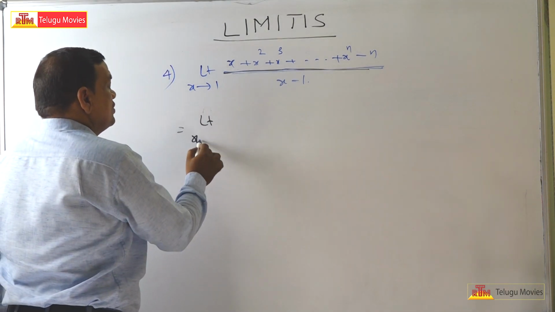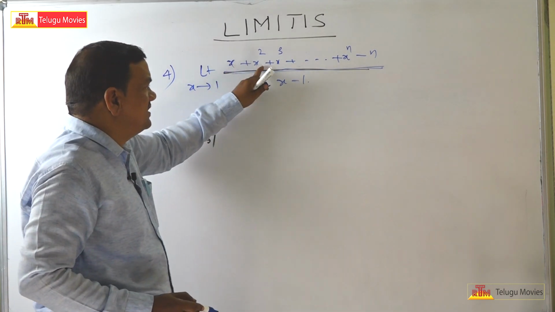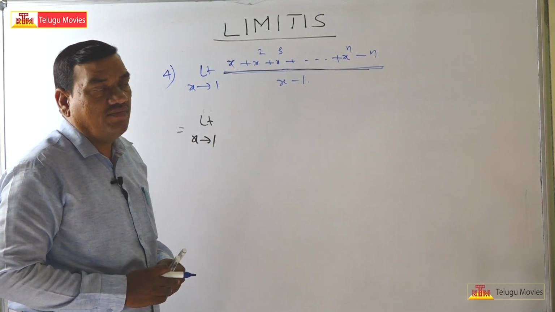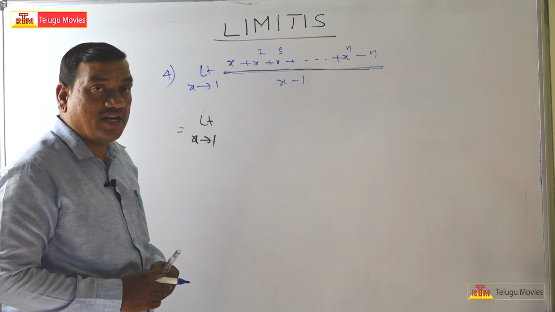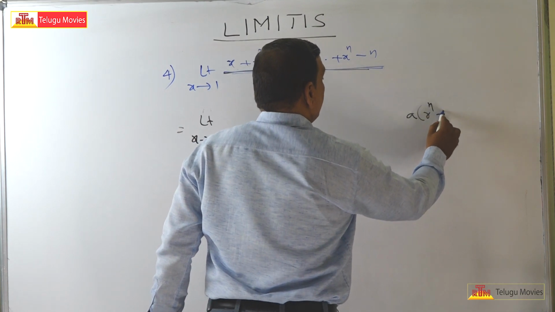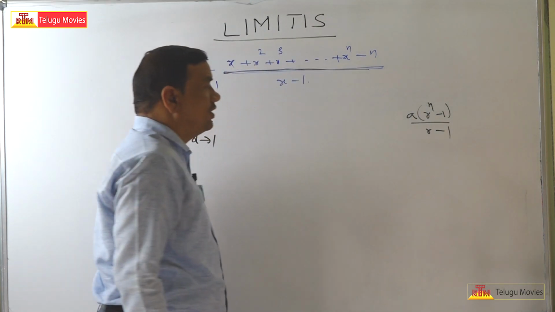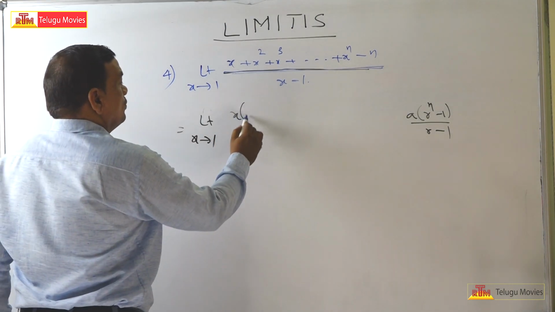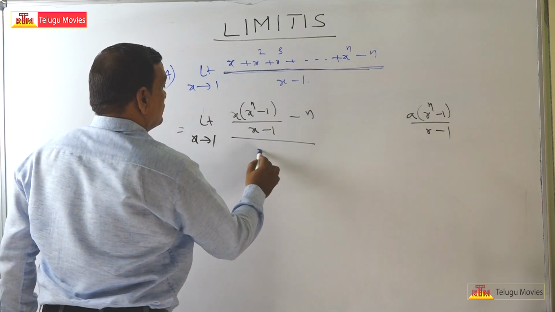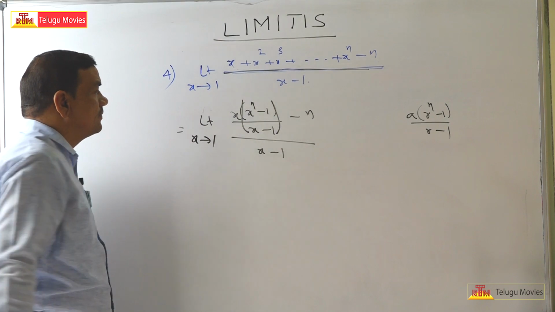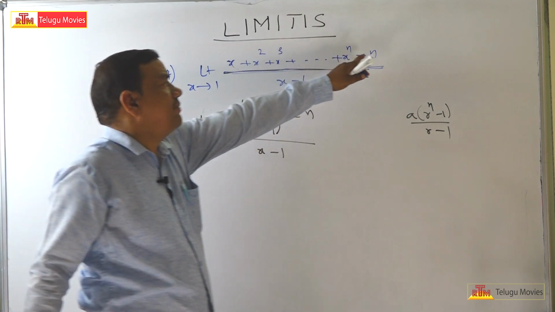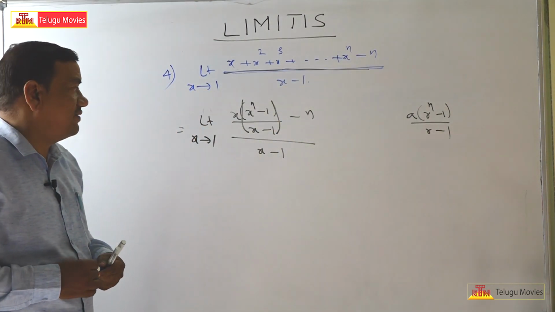So limit x tends to 1. See here, x plus x square plus x cube plus so on x power n is a geometric progression with first term x and common ratio x. What is the formula? a into r to the power of n minus 1 by r minus 1. So this is equal to x into (x to the power of n minus 1) by (x minus 1), minus n by (x minus 1). Understand this? a into r to the power of n minus 1 by r minus 1. Same here, minus n is there, and the denominator x minus 1 is there.